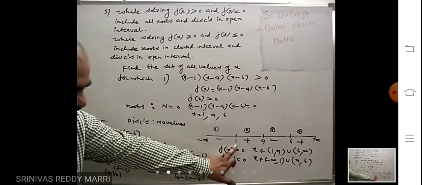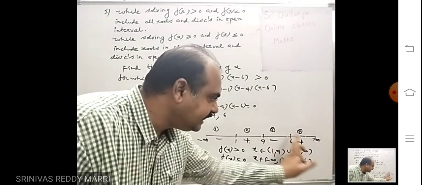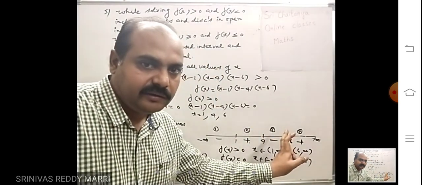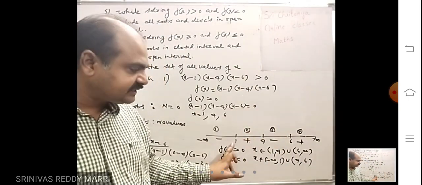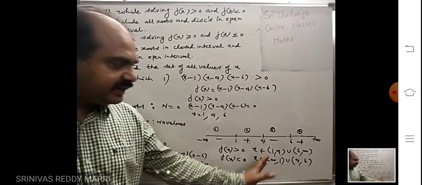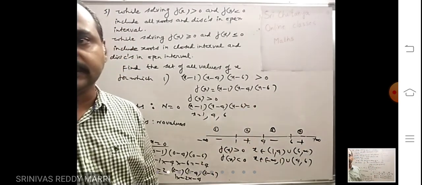While solving greater than 0 and less than 0, always include in the open interval. Why open interval? Because they are the roots. At those values it will become 0. He is asking greater than 0 and less than 0, so you cannot include 1, 4, 6 in closed brackets. At those values it will become 0.